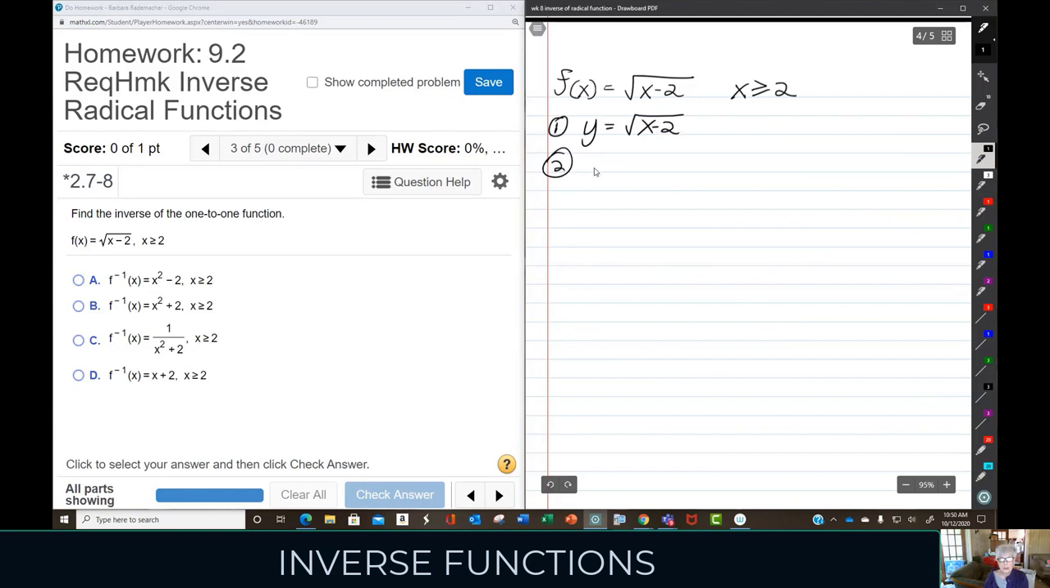And then 2, I'm going to square up. Am I going to square both sides? No, I'm going to switch letters. Now I'm going to solve for y. Which means I have to do the opposite of taking a square root, which we already know is squaring. And when you square a square root, boom, the radical's gone. I should do that without cheating, though.